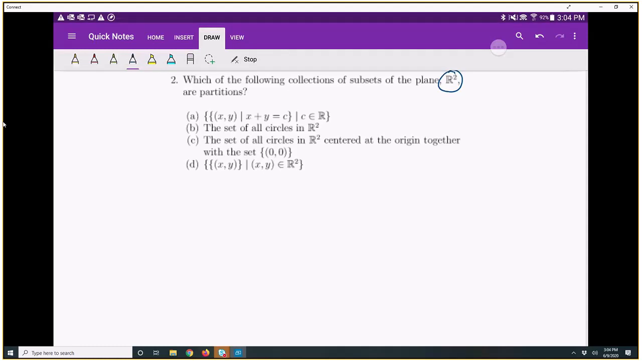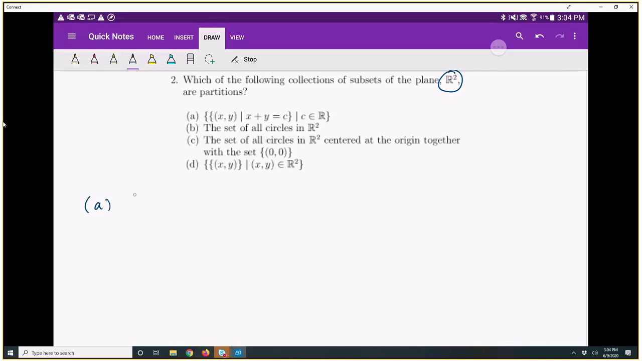So let's think about the first set that we're given here. This is the set of sets of ordered pairs x and y. Remember, these are subsets of the plane, so they're sets of ordered pairs, such that x plus y is equal to c, and we're going to run that collection over every real number c.